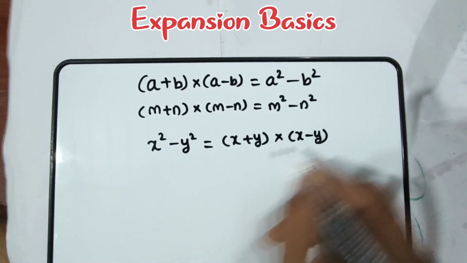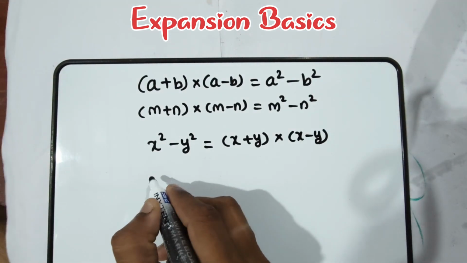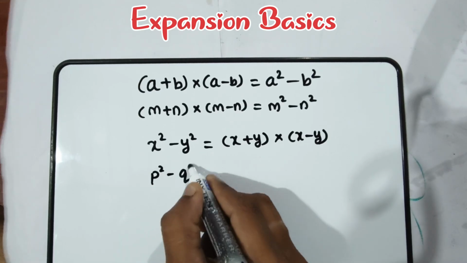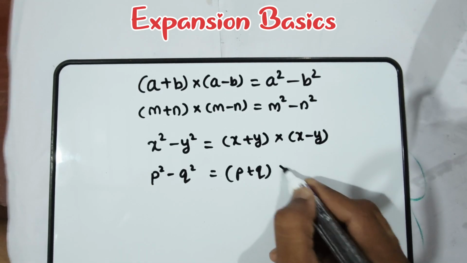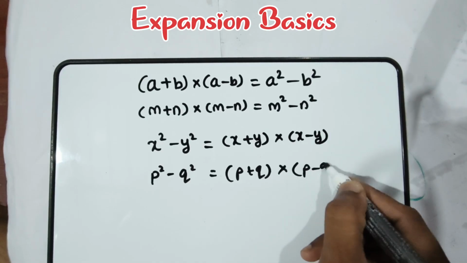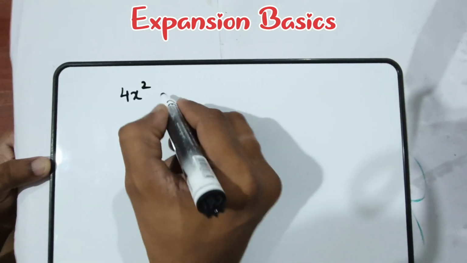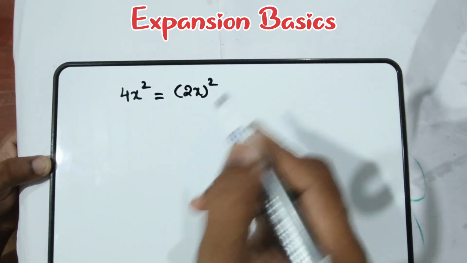We can write vice versa. In both directions we can write x square minus y square is equal to x plus y into x minus y. Similarly, p square minus q square is equal to p plus q into p minus q. So these are the various formulas. Based on this, let us solve some problems.